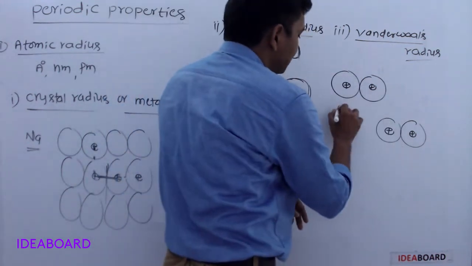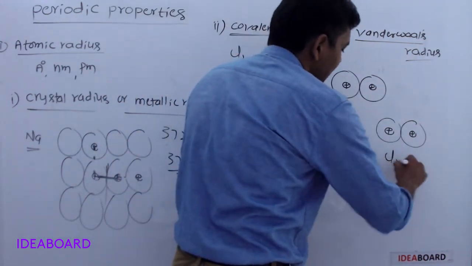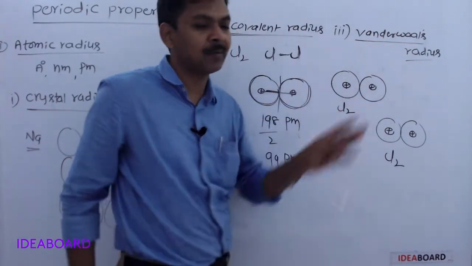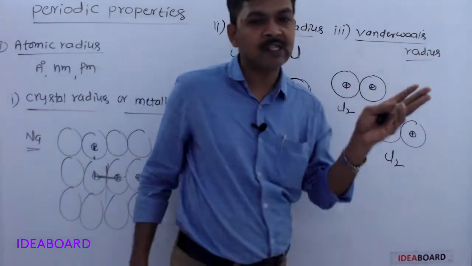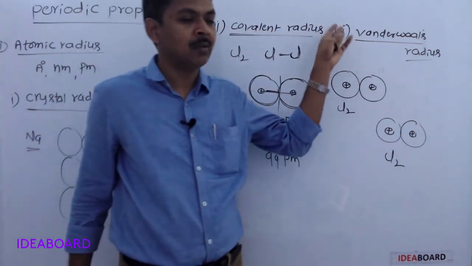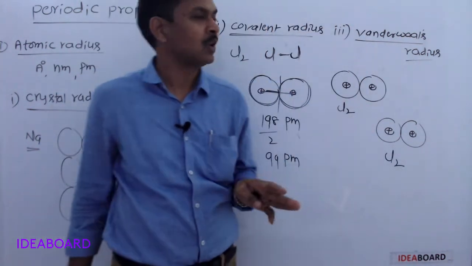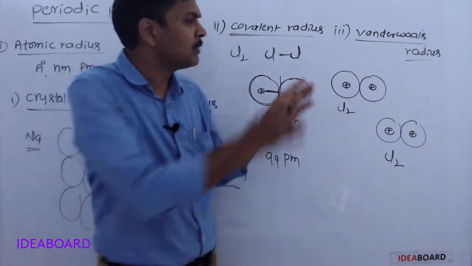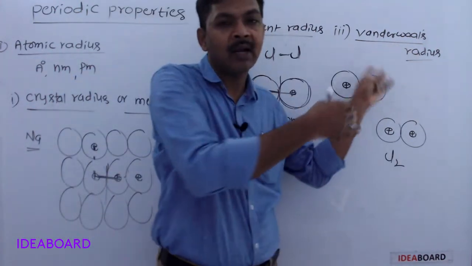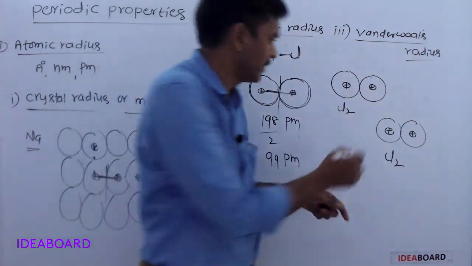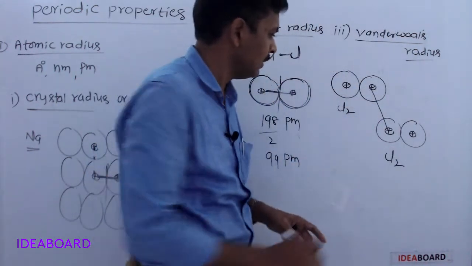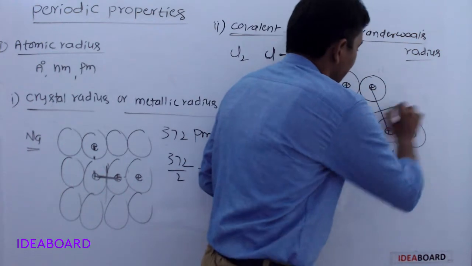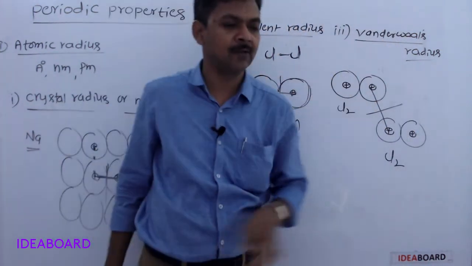Between the Cl2 molecules, van der Waals forces are present. Van der Waals forces are the attraction forces between neutral molecules. These are very weak forces. First this distance is measured, then half of this distance is the van der Waals radius.